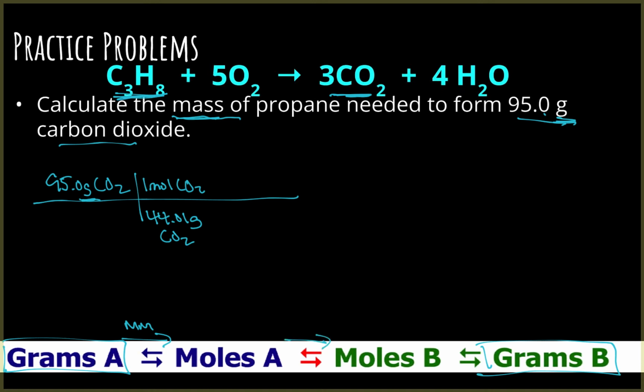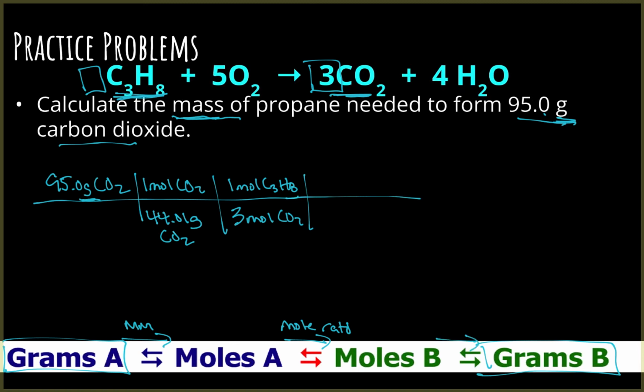Now to get from moles of one to moles of another, I'm using the mole ratio. CO2 goes on the bottom. So this is where this comes from. Coefficients, 3 moles CO2 to 1 mole C3H8. Last step, molar mass. This time, molar mass of C3H8. So just to check here, grams of CO2 is gone, moles of CO2 is gone. Now I want moles of C3H8 on the bottom and grams on the top.